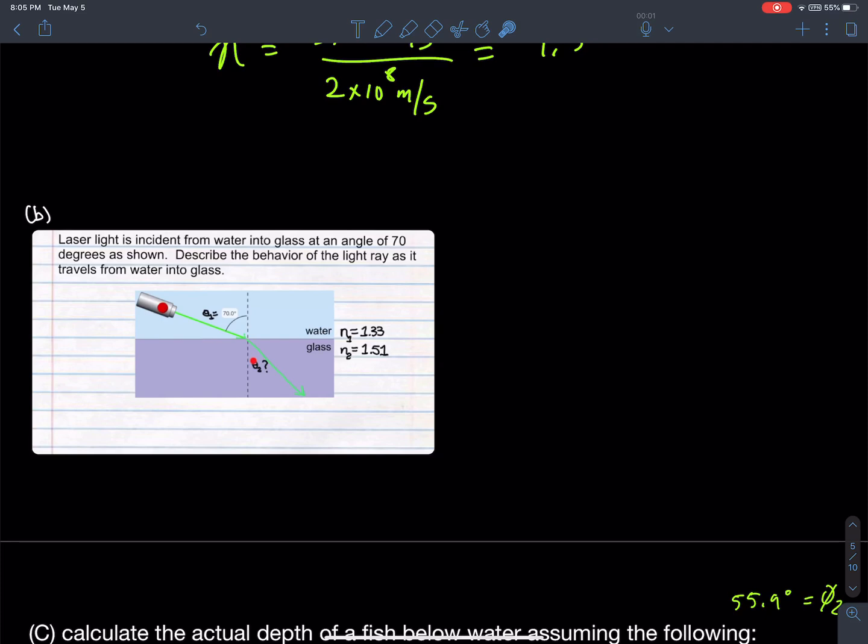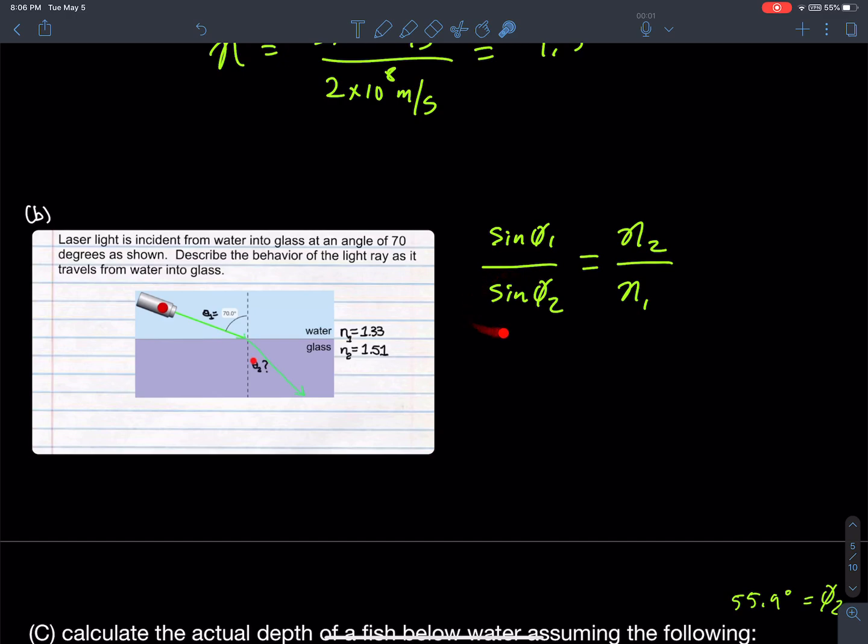Okay, so that's how we described it. But what I also want to do is calculate the angle at the bottom there. What would the angle of refraction be? Let's go revisit those formulas. Sine theta 1 over sine theta 2 is equal to n2 over n1. I'd be able to calculate theta 2, which is what I'm after.